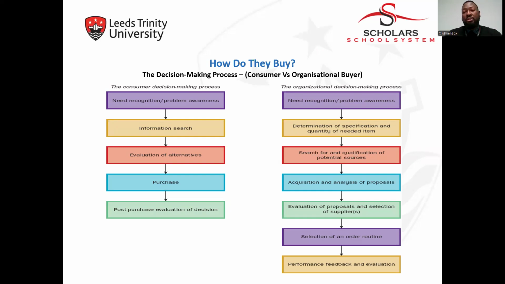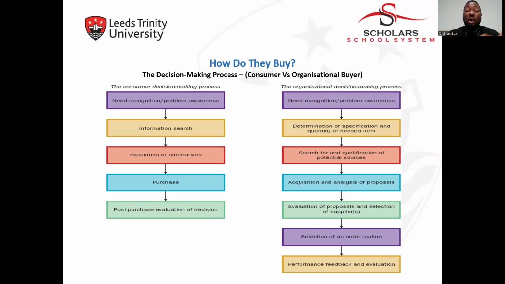Number 1 is need recognition, whereby you find out, oh, I have a problem, and you seek out the kind of things that you want to buy. Number 2, you begin to look for an information set. Number 3, evaluation of the alternatives that you have. Number 4, you make your purchase. And number 5, you have the post-purchase decision.